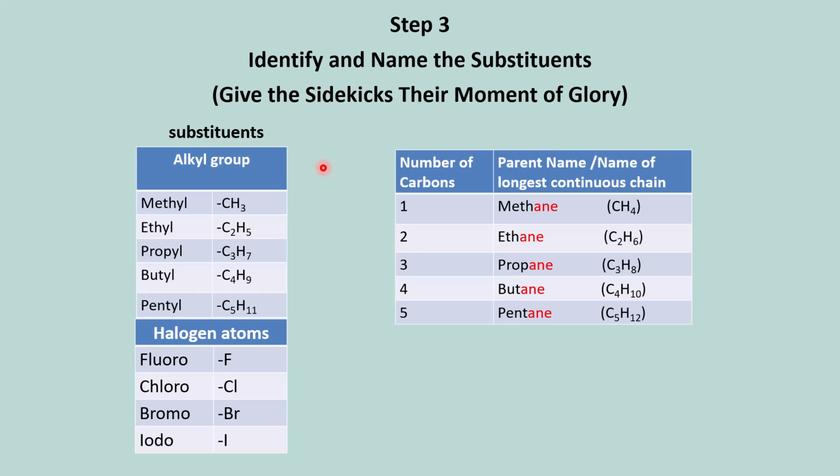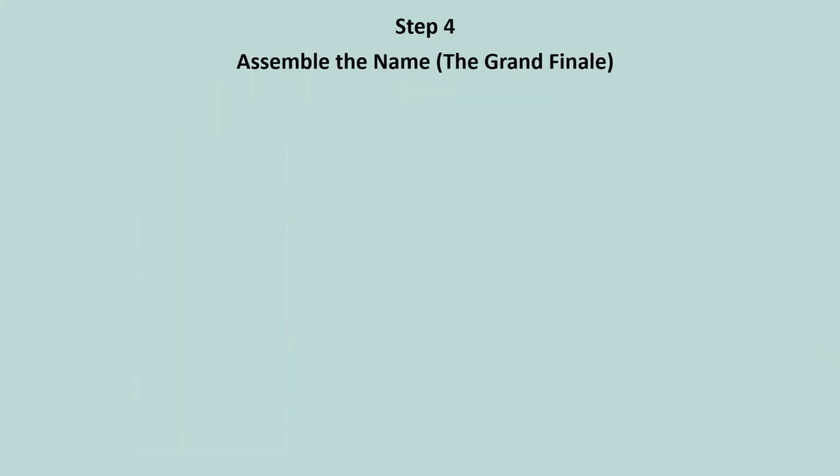Now, in terms of priority, if you have an alkyl group and a halogen atom present in the same molecule, we will have to arrange or bring the halogen atoms before bringing the alkyl groups. Or we start picking more examples that will make sense. Now that we are done identifying and naming the substituent, it is time to move to our last step, step number 4. Assemble the name, the grand finale.